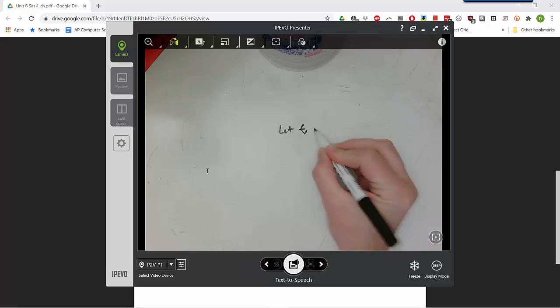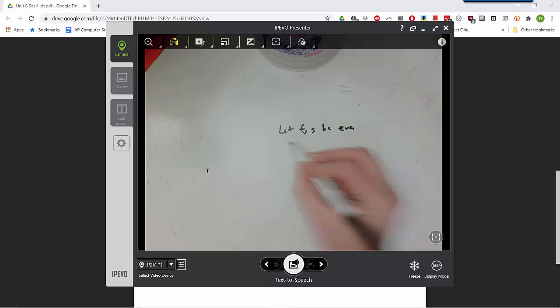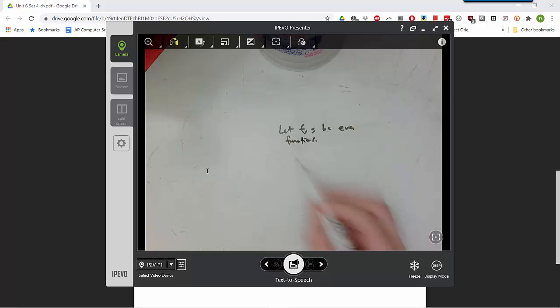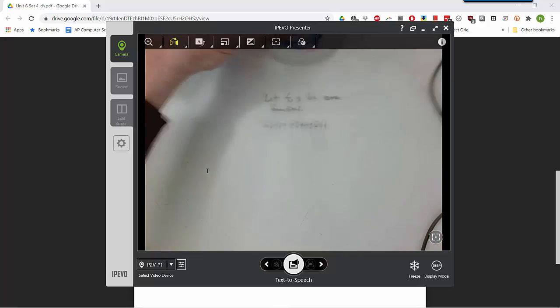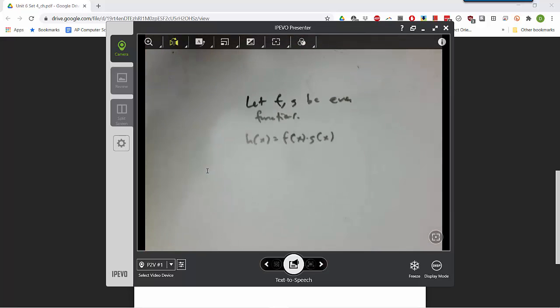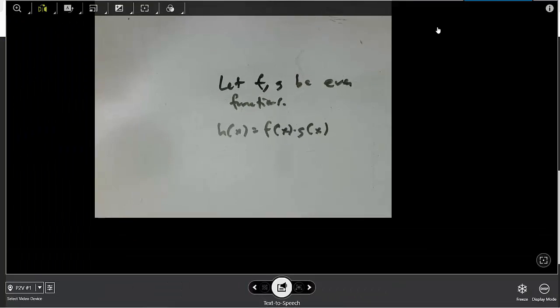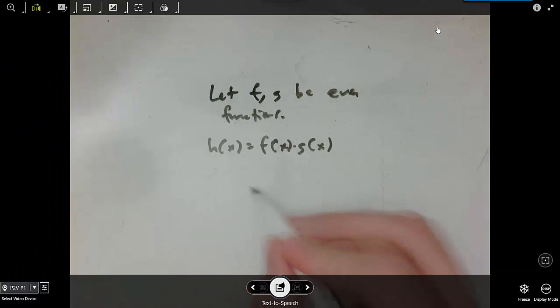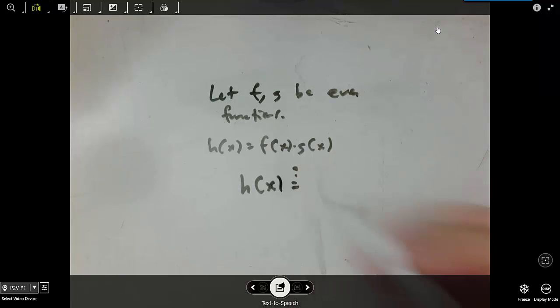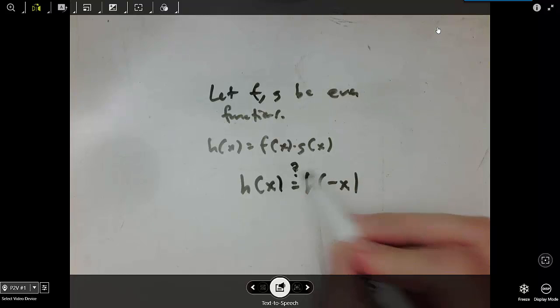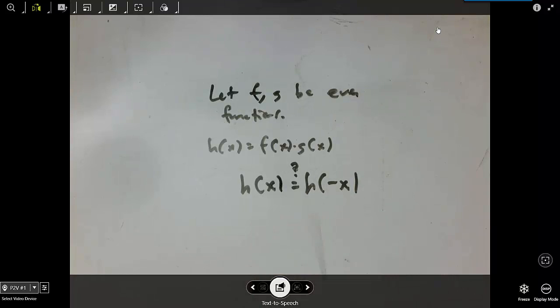So we'll say let f and g be even functions. Let's define h to be the product of f and g. And our question is, is h an even function? So h is an even function if h of x equals h of the opposite of x, because that's the definition of being an even function. I wrote the question mark here because we're trying to figure out, is this true? That's the thing we're trying to prove.